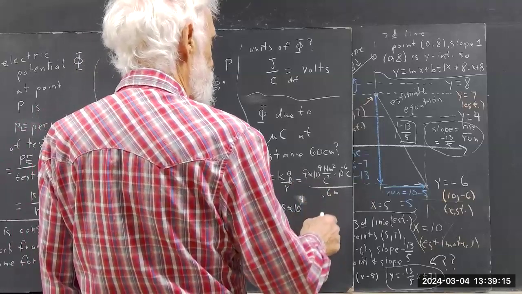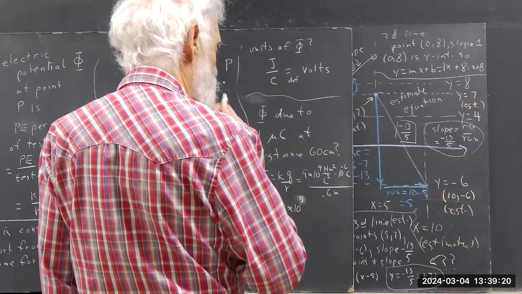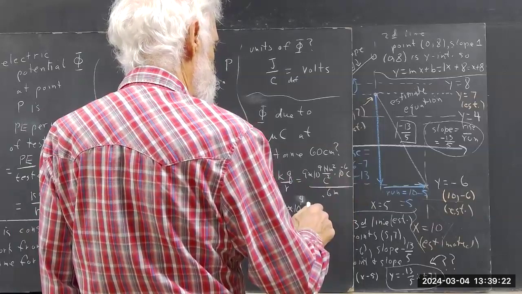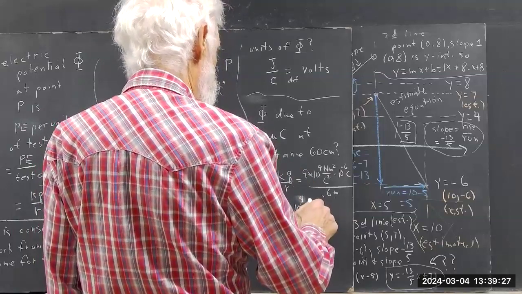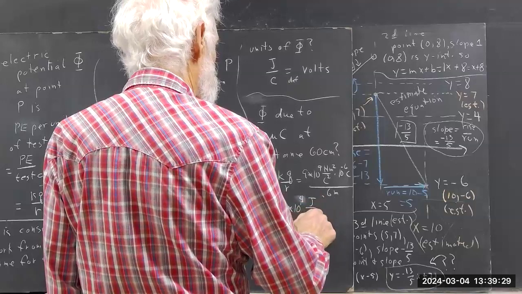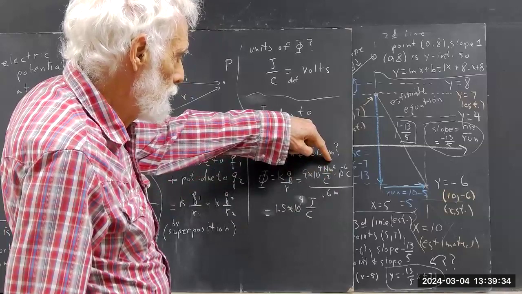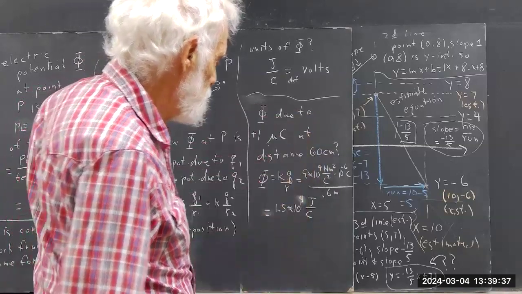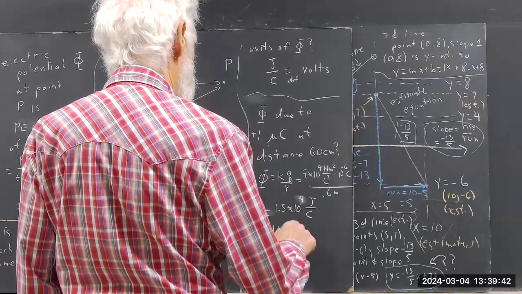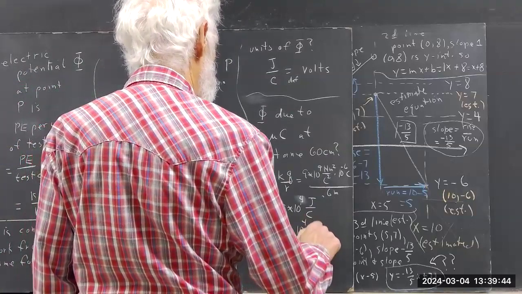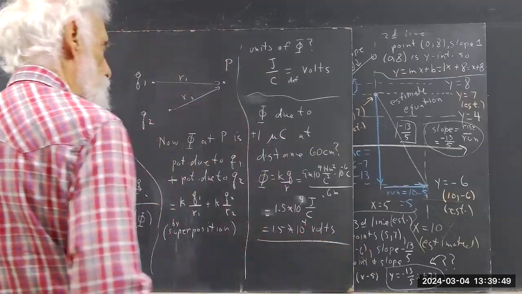And what are the units? Well, the meter divides the meter. Coulomb divides a coulomb. Coulomb squared divides a coulomb. And we get joules per coulomb. We're left with a coulomb in the denominator, a meter in the numerator. So it's a newton meter over coulomb, which is joule per coulomb. That's 1.5 times 10 to the 4th volts.